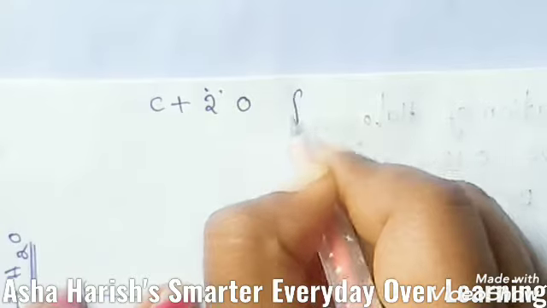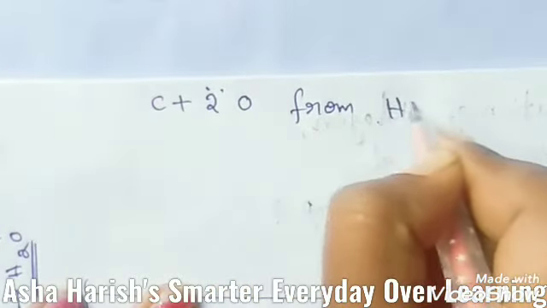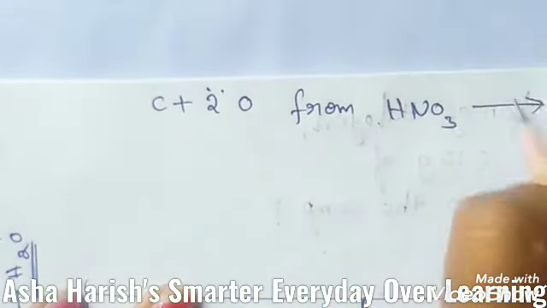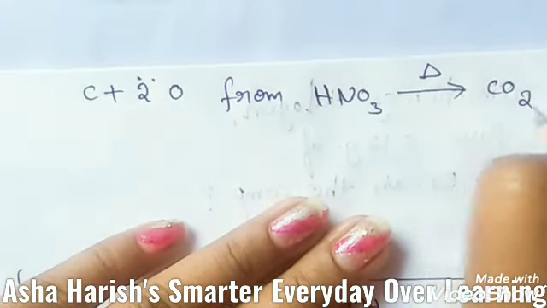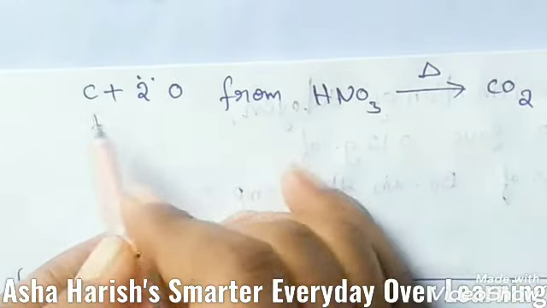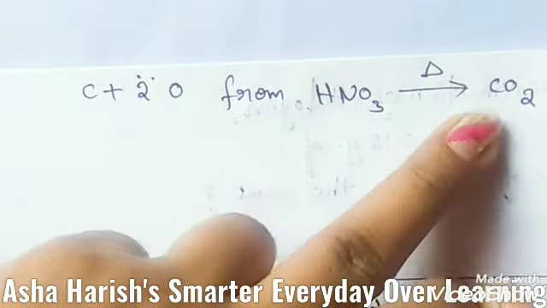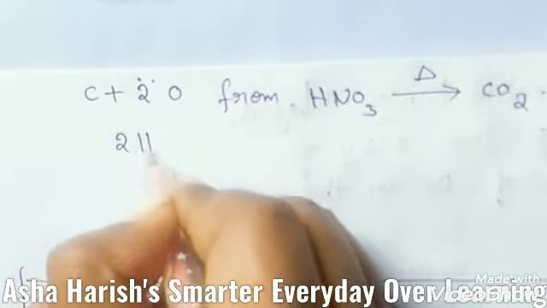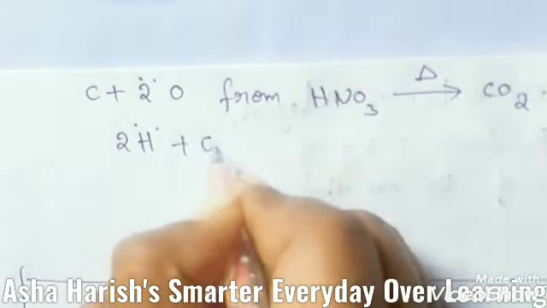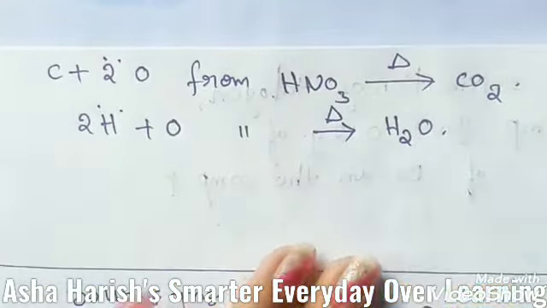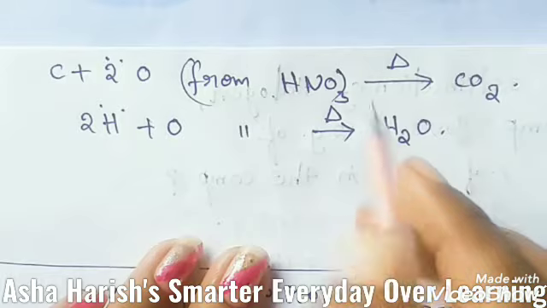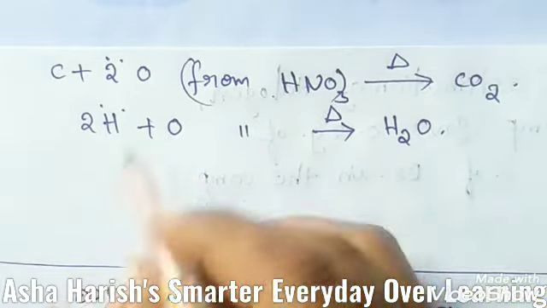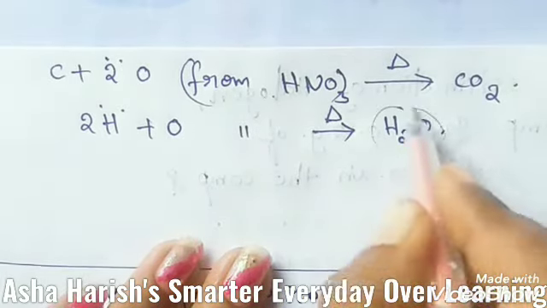Carbon plus 2 moles of oxygen, this oxygen is from HNO3. Then we heat this. If we heat this, CO2 will be formed. Here carbon is oxidized into CO2. Now hydrogen, 2 moles of hydrogen, plus oxygen, this oxygen is also from HNO3. If you heat this, hydrogen is oxidized into H2O.